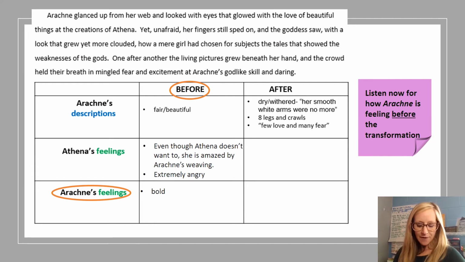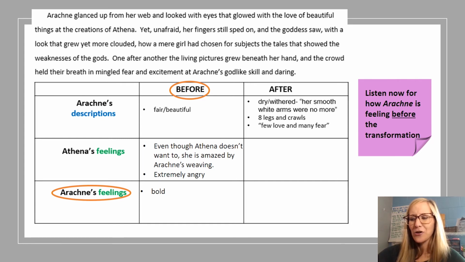So Arachne glanced up from her web and looked with eyes that glowed with the love of beautiful things at the creations of Athena. Yet, unafraid, her fingers still sped on, and the goddess saw with a look that grew yet more clouded how a mere girl had chosen for subjects the tales that showed the weaknesses of the gods. One after another, the living pictures grew beneath her hand, and the crowd held their breath in mingled fear and excitement at Arachne's godlike skill and daring.